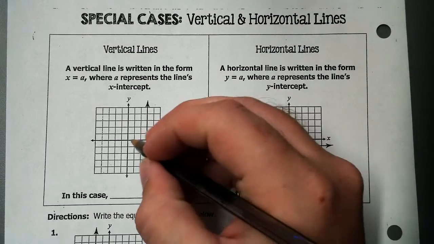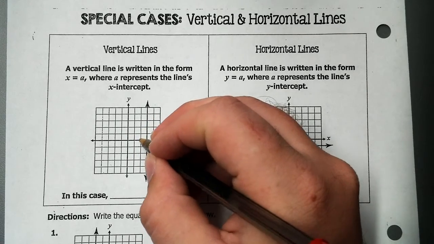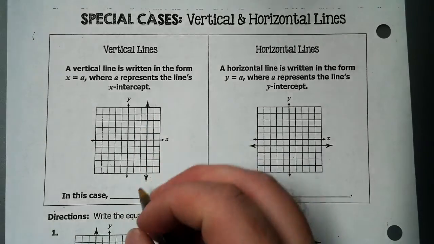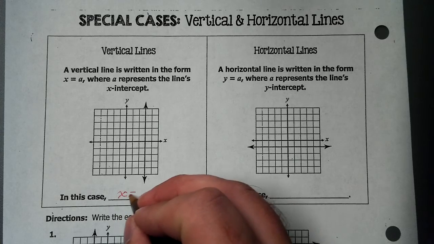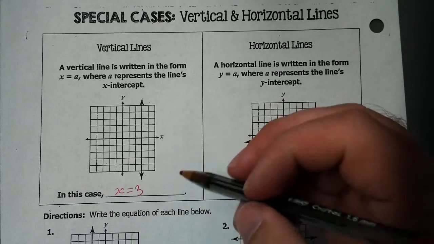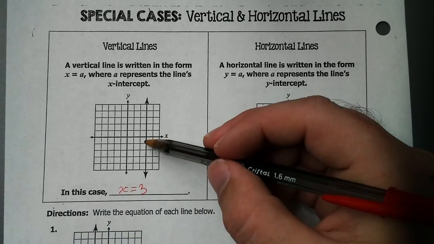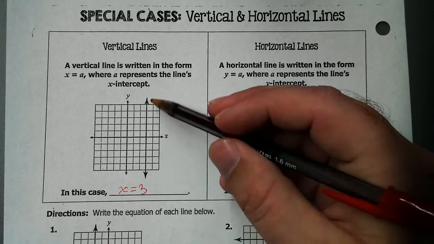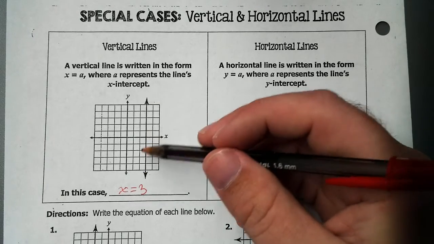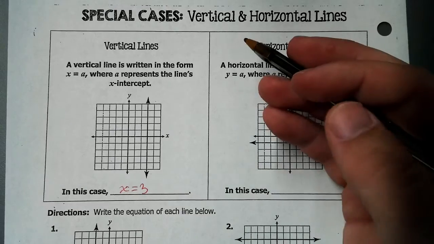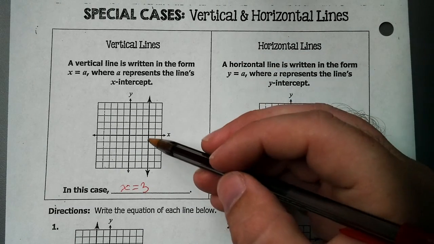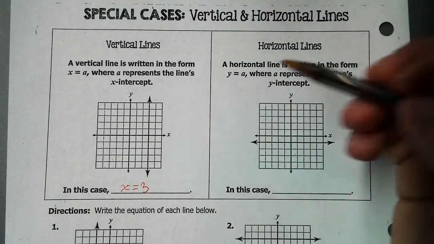So if we go on this one, the x value is 1, 2, 3, so this is just x equals 3. And the reason it's x equals 3 is because anywhere we put a point that's on this line, the x value is always going to be 3. The y value could be anything. It could be all real numbers, but the x value is only 3.